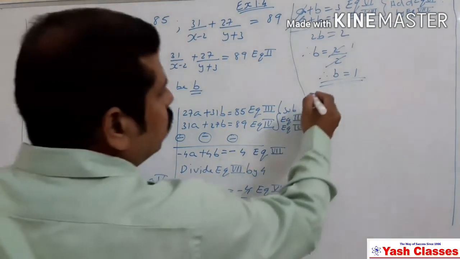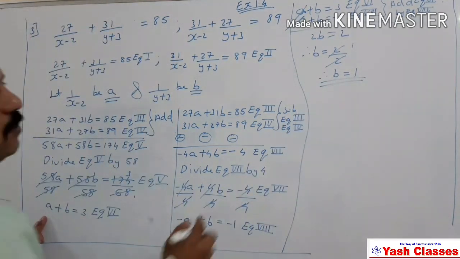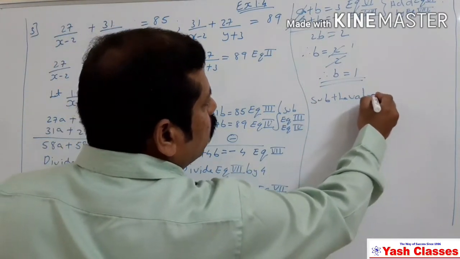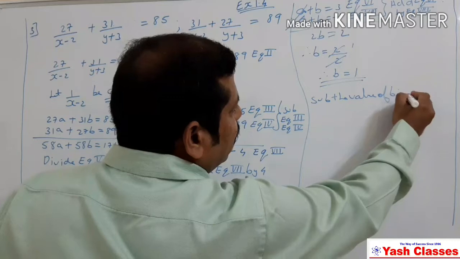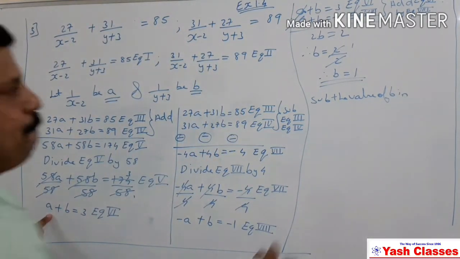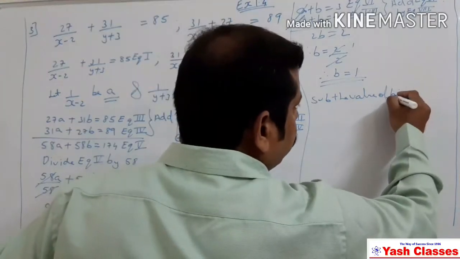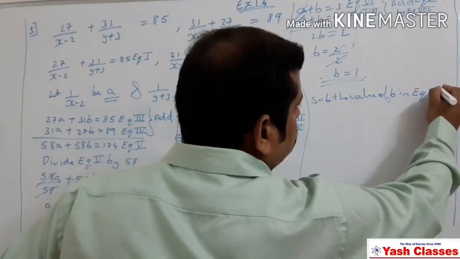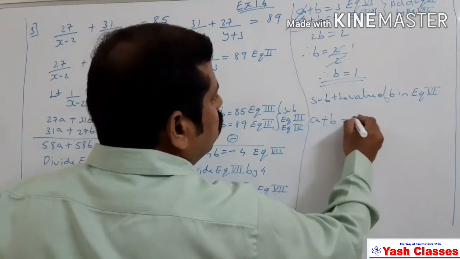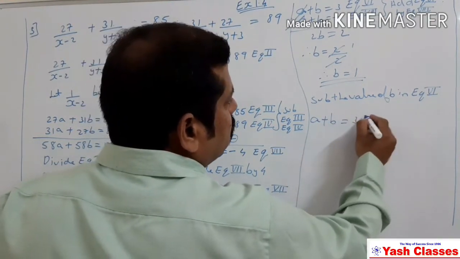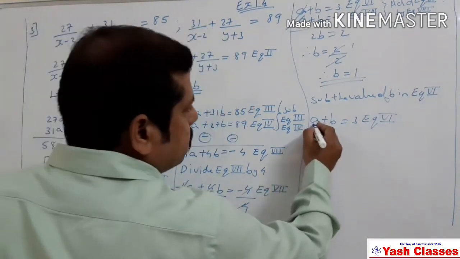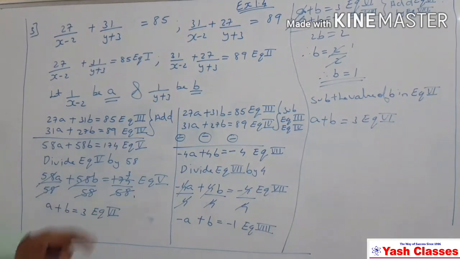Now we have to substitute the value of b in an equation, which is easy. You can take the sixth one, it is easy. In equation number 6, a plus b is equal to 3. Here, we don't know a.